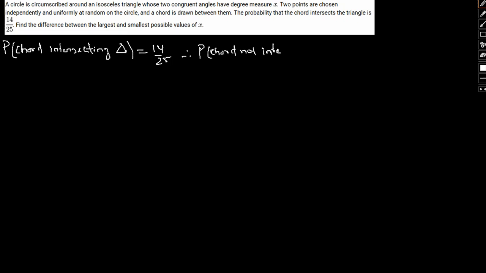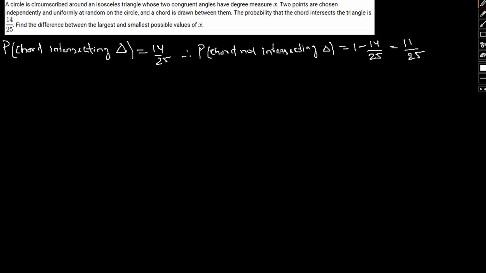So here, the probability of the chord intersecting the triangle is 14/25. Therefore, the probability of the chord not intersecting the triangle will be 1 minus 14/25, which in turn gives us 11/25.